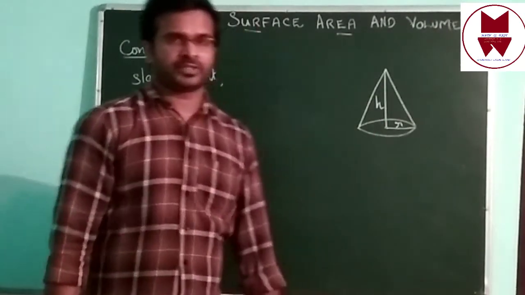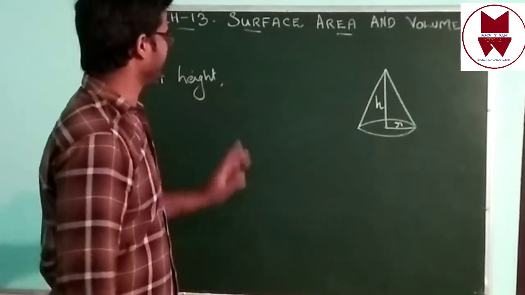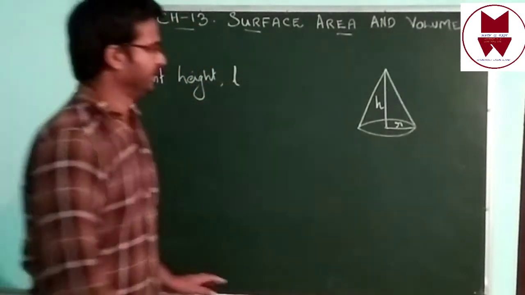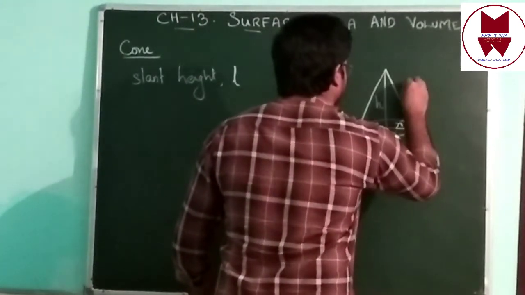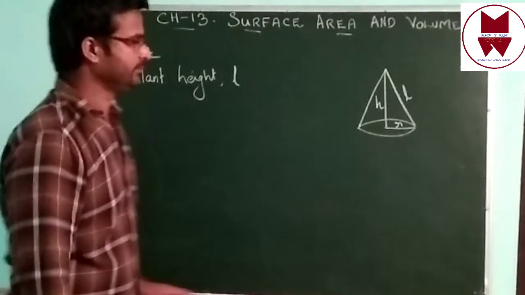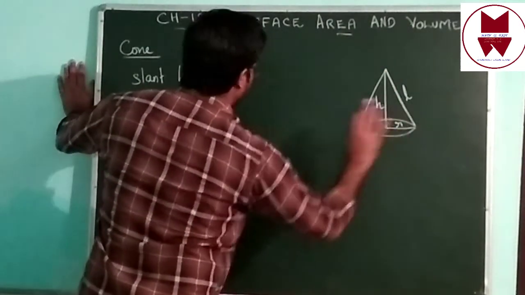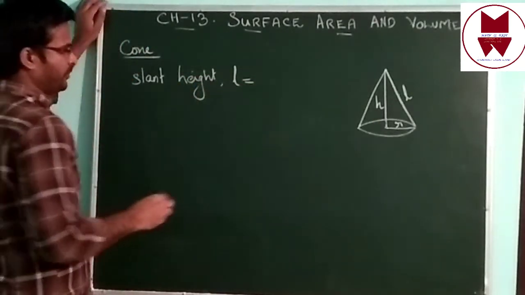This is one cone. In cone we will study a new measurement, that is slant height. Slant height will be represented by small letter l. Slant height means this side. This is l, slant height. Then this is height and base radius. For slant height we will use one formula.